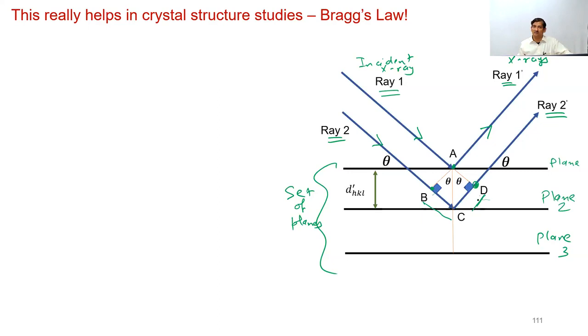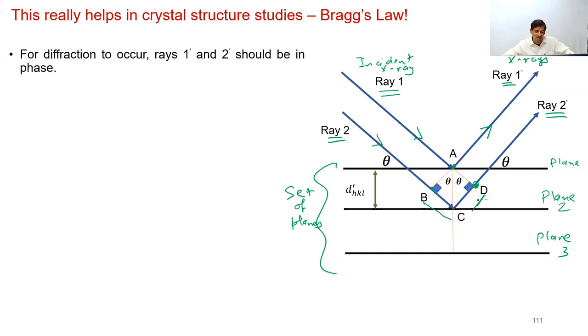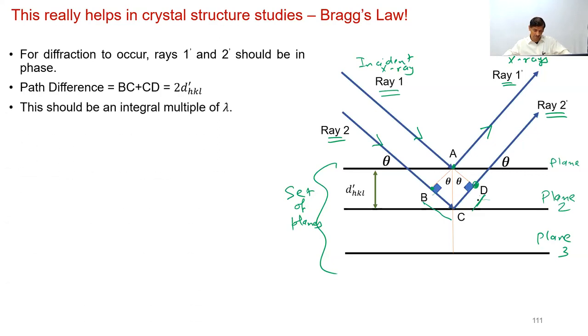Now, much would depend on how much that path difference is changing the phase of the X-ray. For diffraction to occur, rays 1 prime and 2 prime should be in phase. So the path difference, like I just said, is given by 2d prime sine theta. Sorry, I missed that. If you just do the maths, the path difference BC plus CD should be 2d prime sine theta.